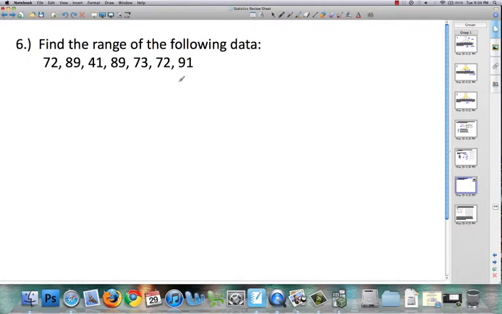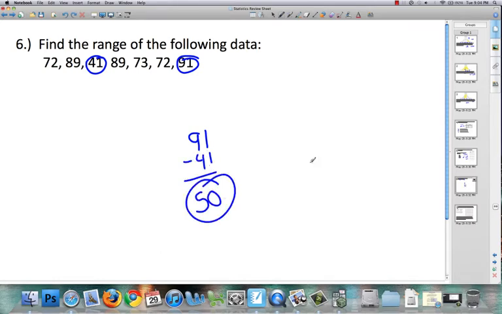6, find the range of the following data. Range, pretty straightforward, you've been doing that for a while. Take your highest number, take your lowest number, find the difference. So your range would be 50.